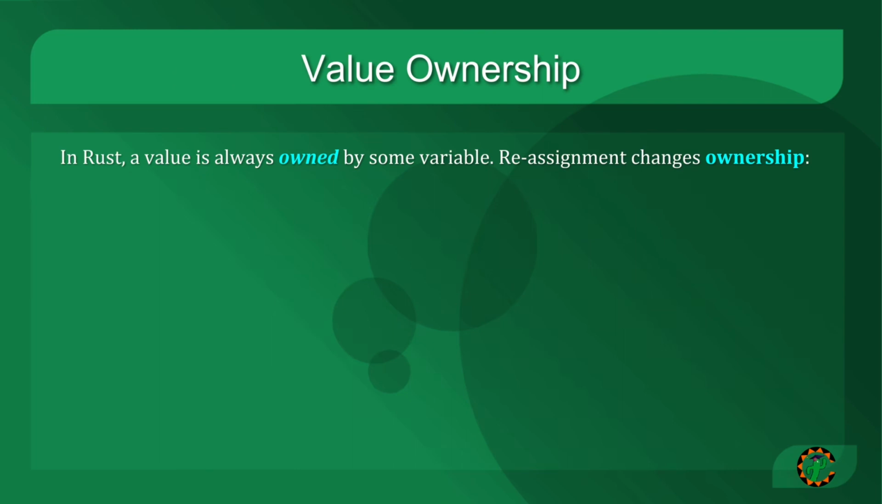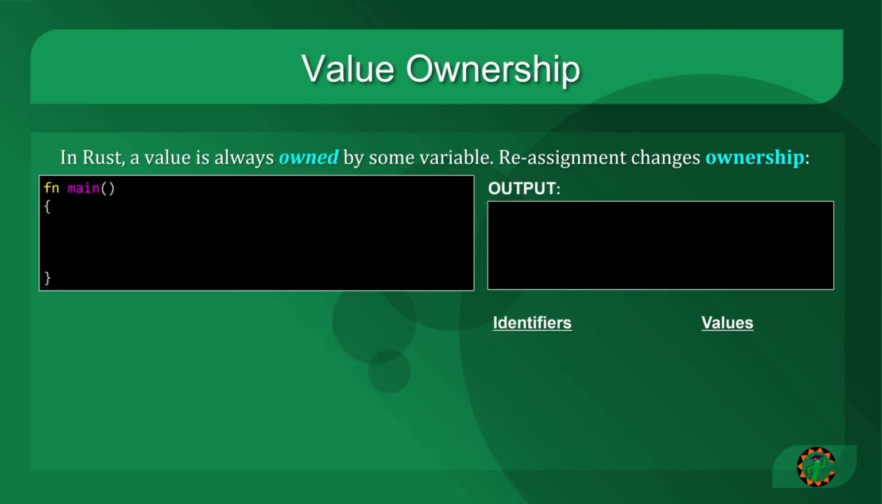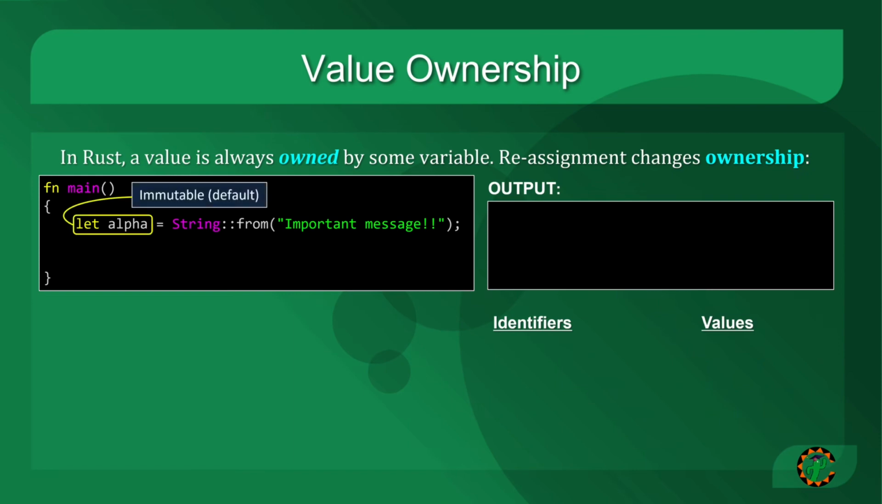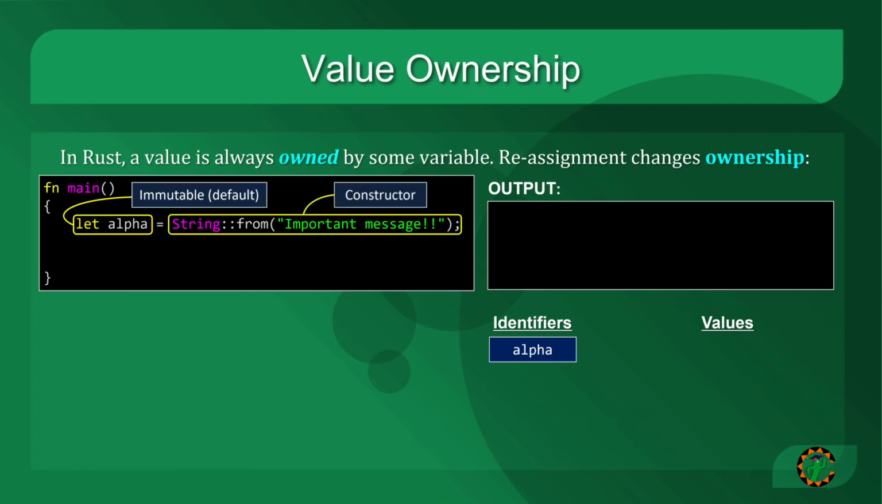Okay, so let's dig into an example a little bit more. First, we'll create the alpha identifier. By default, Rust types are immutable, that is, unchangeable, and so that's the type that alpha will be. We'll set it, but we won't be able to change the value after that. Now, optionally, we could define the data type as well, but Rust is smart enough to use the assignment cues to set the type here to a string. The string object has a few constructors, and this particular one will build an object from a literal.